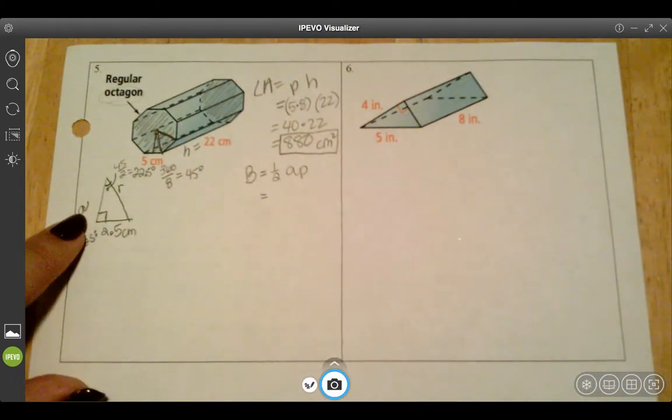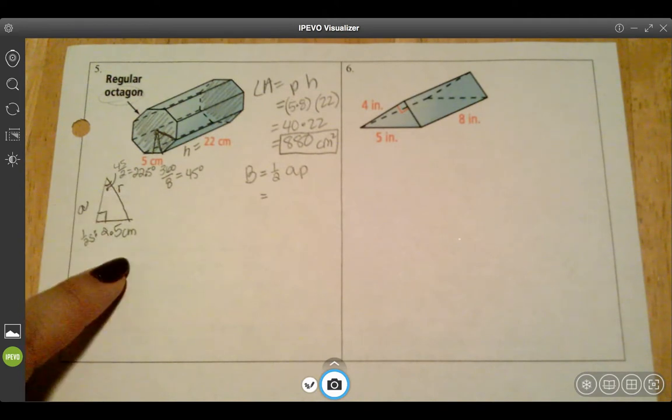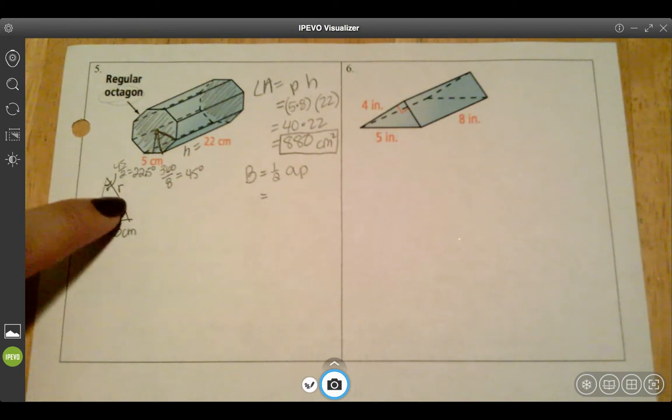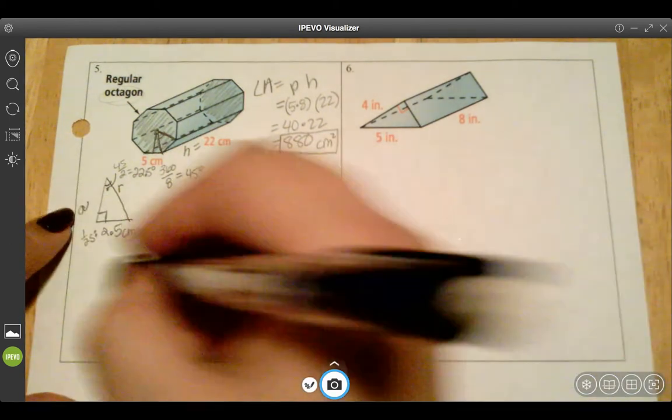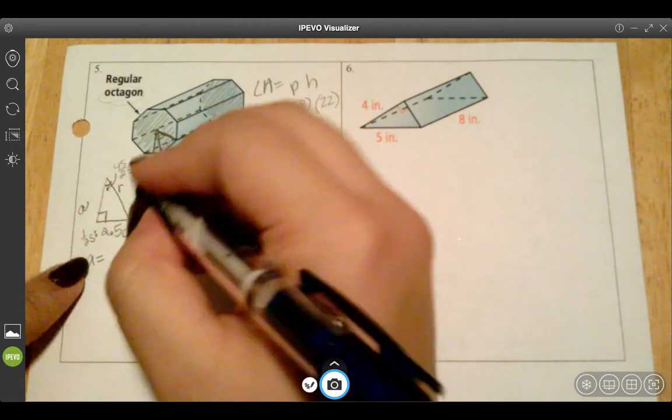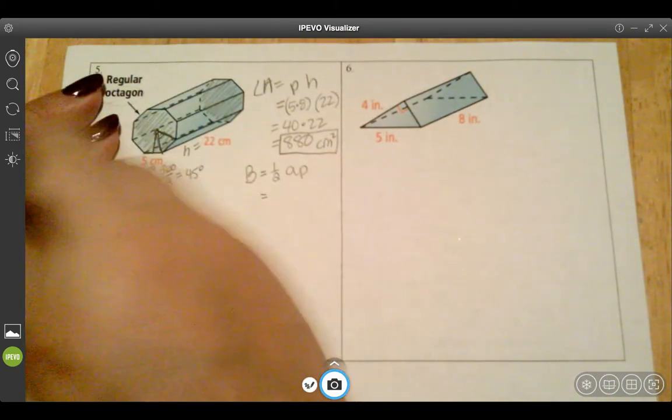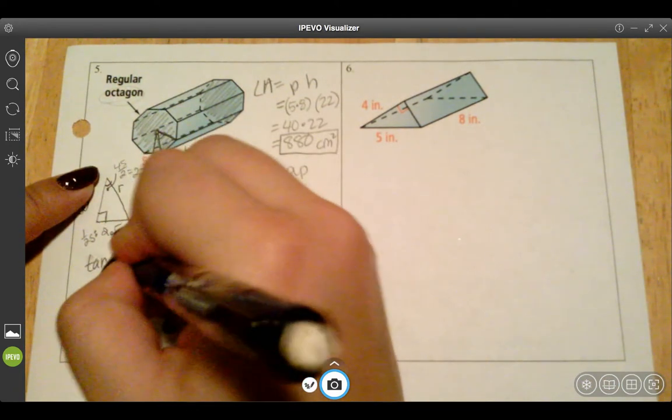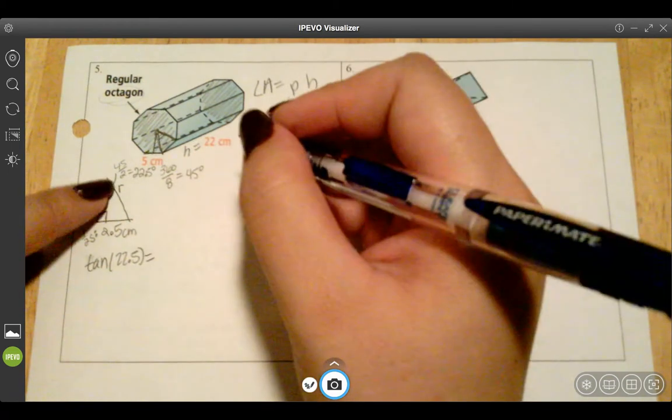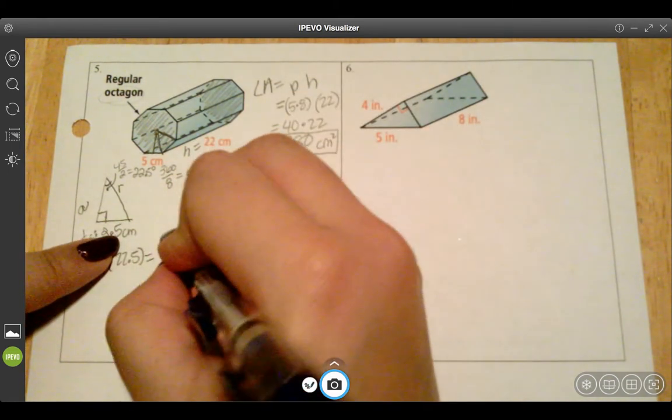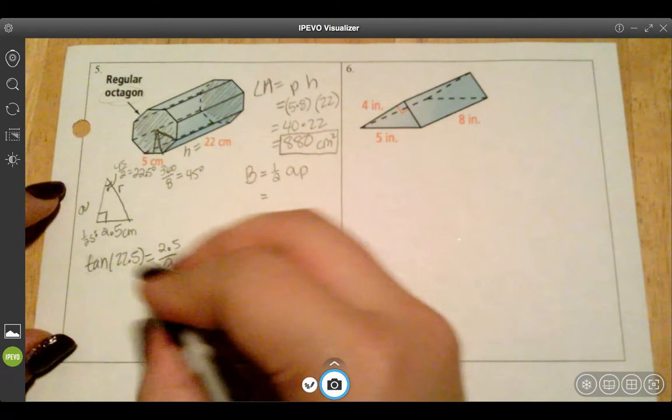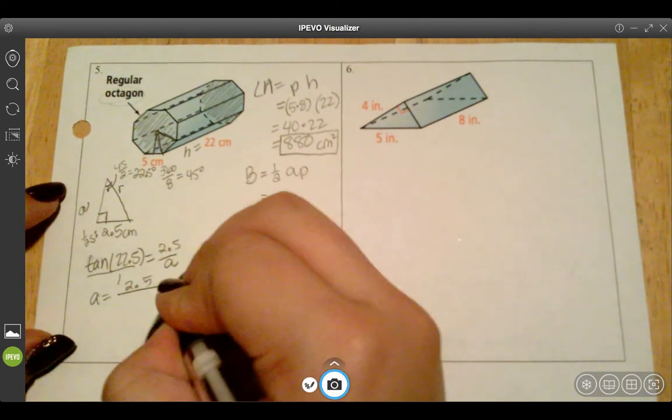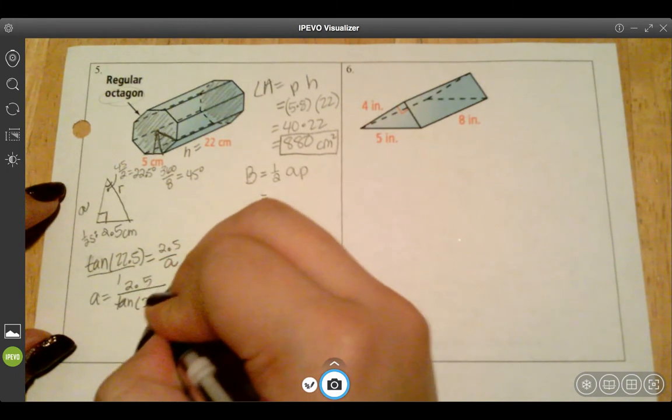Okay, how do I find A? Well, I have one angle and one side length. We need trigonometry. I don't have the hypotenuse, so I'm going to use tangent. Let me set this up the way we did it in class before. Tangent of the angle, 22.5, TOA, opposite over adjacent, that's 2.5 over A. That means, using our proportion trick, A equals 2.5 divided by tangent of 22.5.